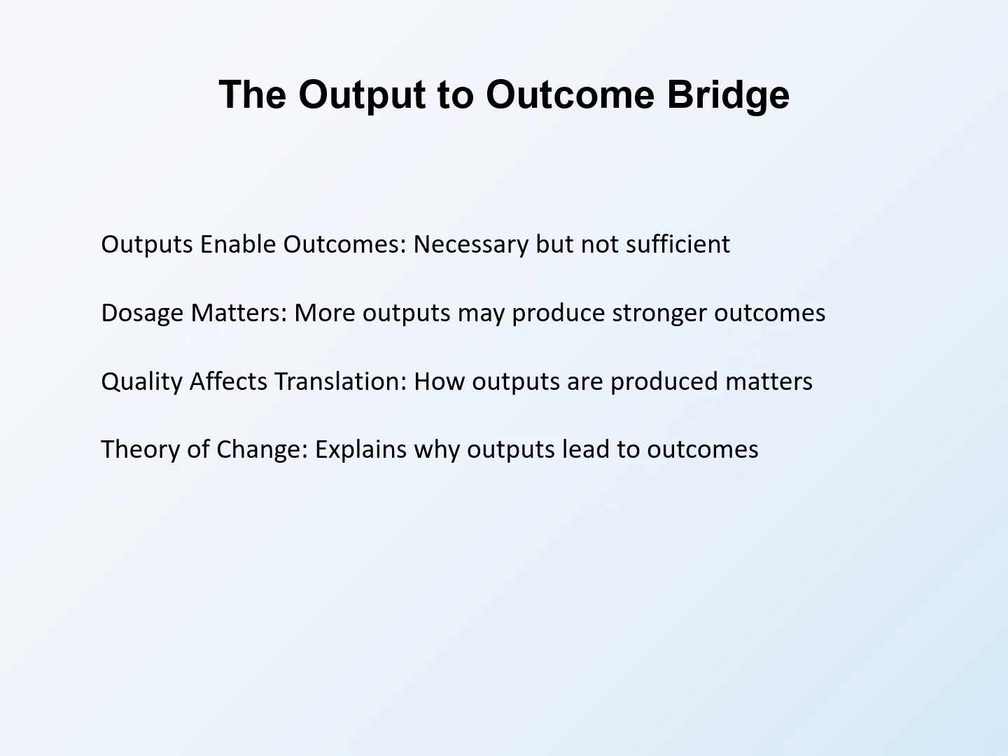Quality affects translation because how outputs are produced matters. Poorly delivered services may produce outputs without outcomes. High-quality delivery increases the likelihood that outputs translate to outcomes. Theory of change explains why outputs lead to outcomes. The causal logic connecting what you do to what changes should be explicit. We will explore theory of change in detail in a later lesson.